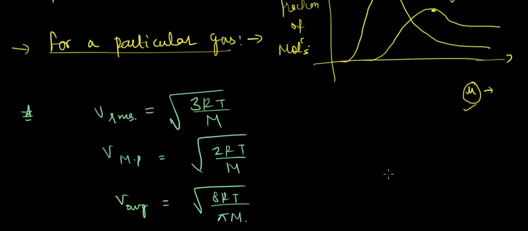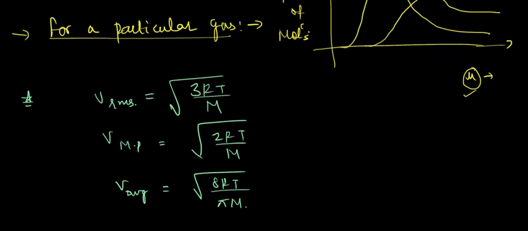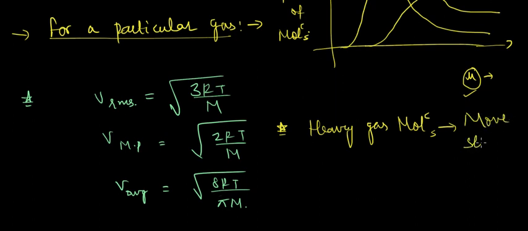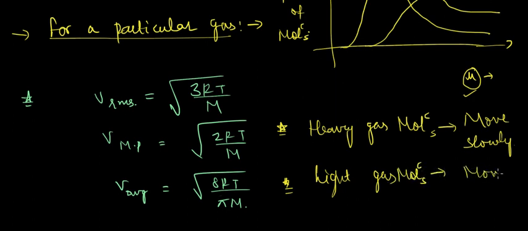Okay, so in a sense we can write that heavy gas particles, or rather heavy gas molecules, or molecules having higher molar mass, will move slowly, and light gas molecules actually move fast.